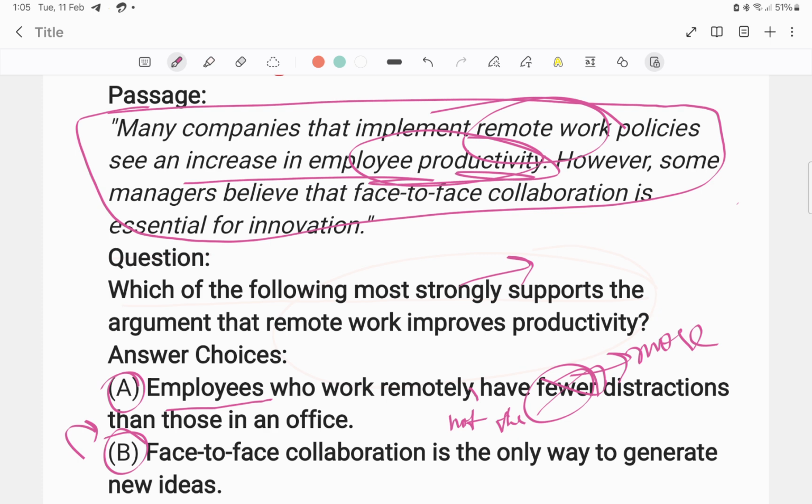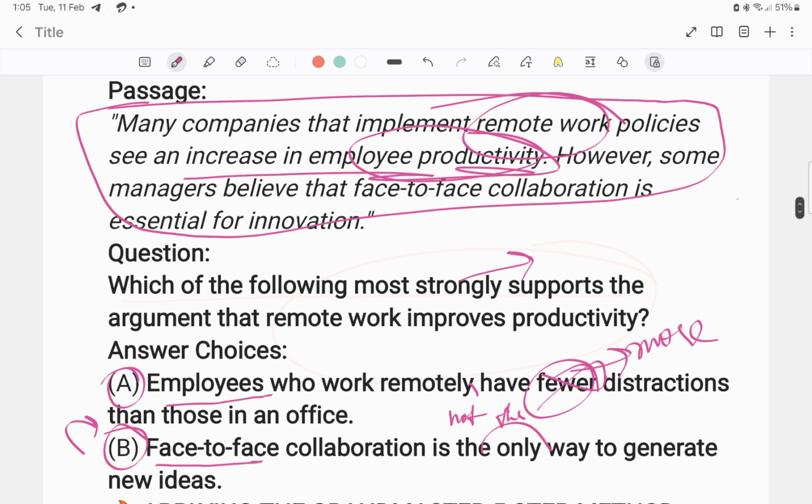When we reverse option B, face to face collaboration is not the only way to generate ideas, it doesn't have any impact. Also, the word only is there, so we can apply the extreme option technique and eliminate it. Option A is the correct answer. Understanding? The option A is correct.